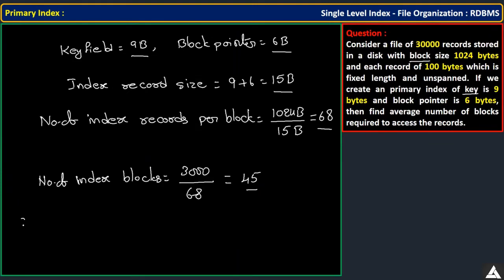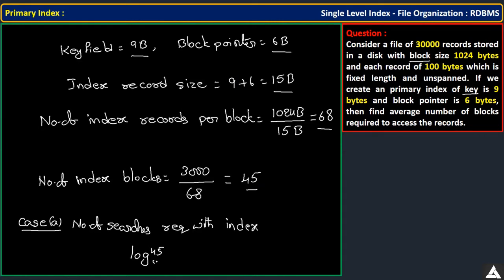If you take case A, number of records with index: how many searches is it going to take, number of searches required with the indexing. That is log 45 base 2. So this is going to give you approximately 6. Now plus 1 you have to do. This is because once we get the index page, to get the data page, we have to make a move from index page to data page.